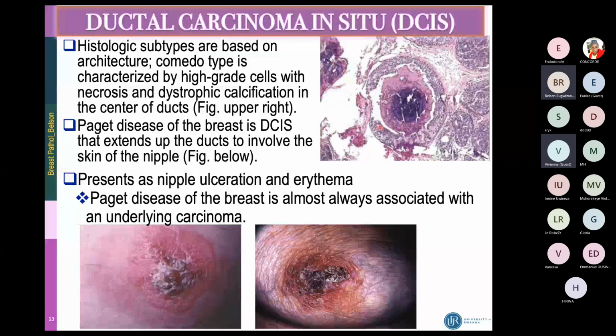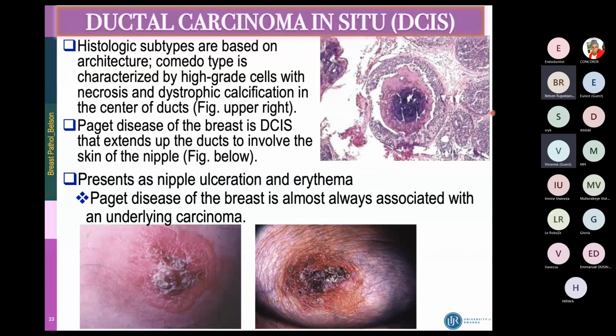This one is having a calcification, where it is very blue. Calcium, when it is stained with hematoxylin, becomes very blue. So this calcification is also what they will see on mammography as an opacity.